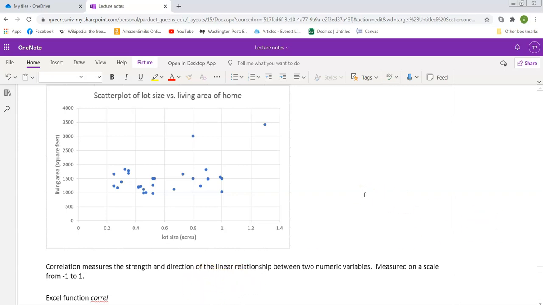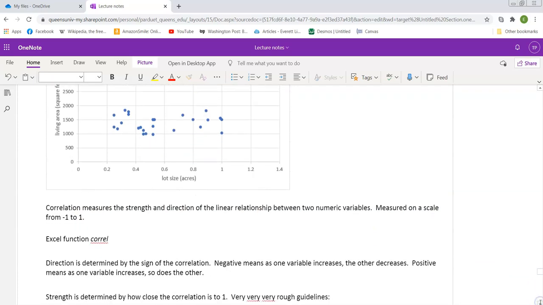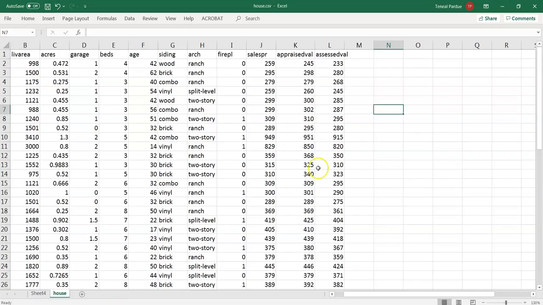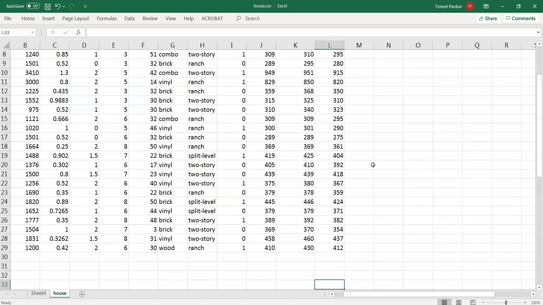There is a numeric way of characterizing the strength and direction of the linear relationship between two numeric variables, and that is the correlation coefficient. It's measured on a scale from -1 to 1. And the Excel function is CORREL, C-O-R-R-E-L. So let's go ahead and do that, and then we'll talk about what that means.